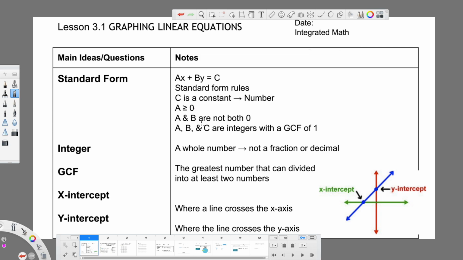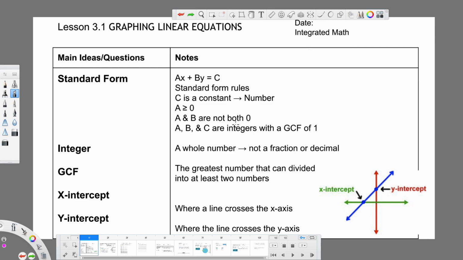A and B are not both 0. One of them can be gone, and you could just have ax equals c, so that means you just have an x term. Or a could be 0, which means that x would be gone, so you just have by equals a number. In this case, you would solve it and just have y equals. This is the difference between a horizontal and a vertical line, depending on which one you have. If you have both terms, though, and they're both bigger than 0, then you're going to have a diagonal line, one way or the other.